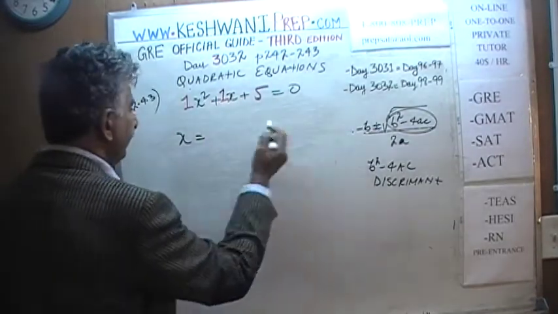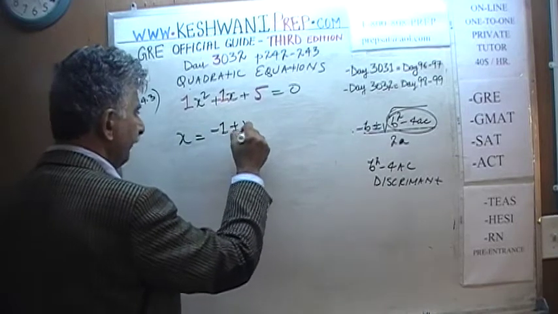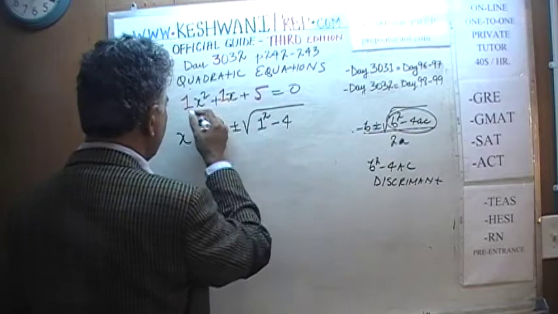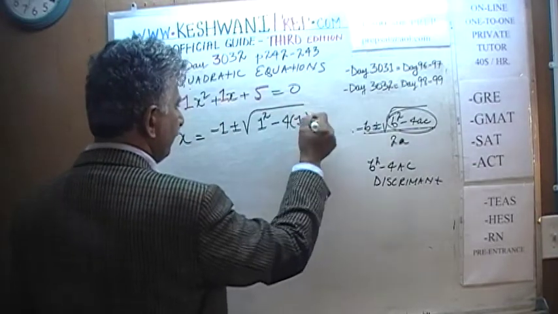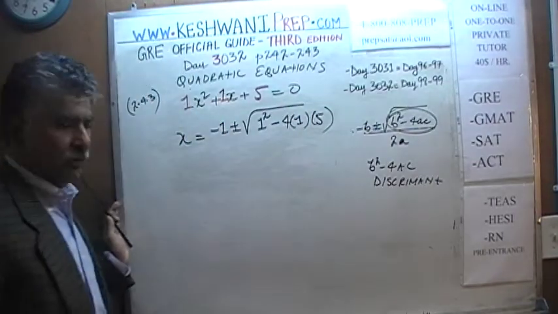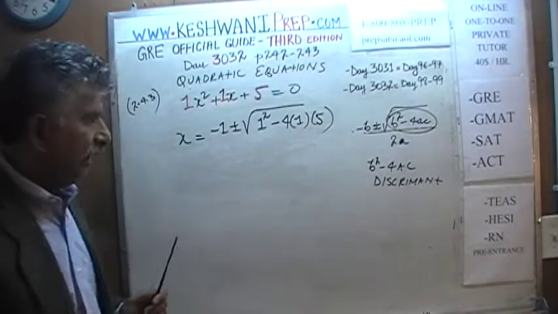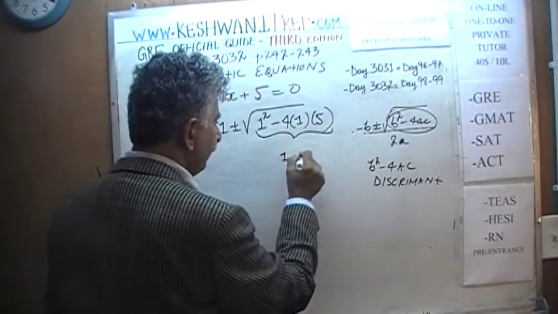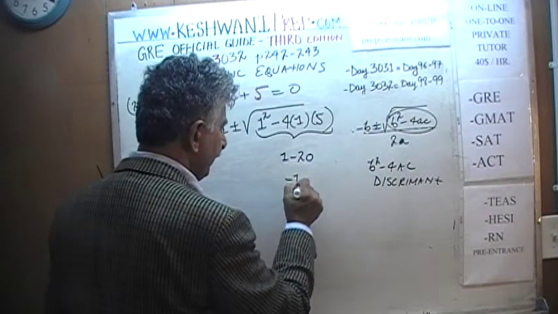So minus b, so that's minus 1, plus or minus the square root of b squared, which is going to be 1 squared, minus 4 times a times c, over 2a. But we don't have to worry about the 2a part. As you can see here, this thing is going to be 1 minus 20. 1 minus 20 is negative 19.